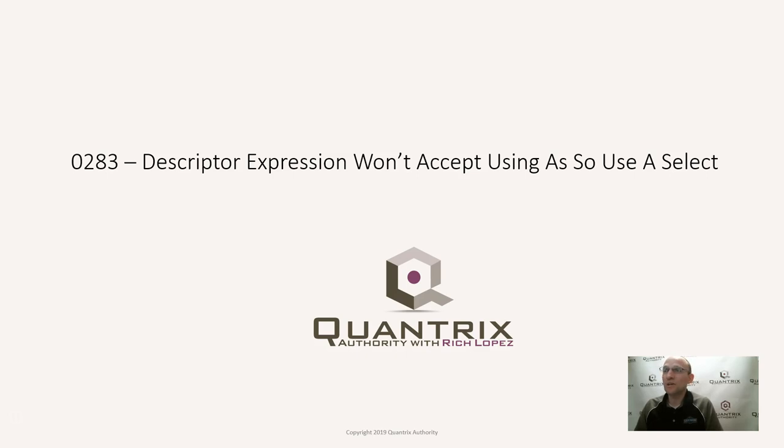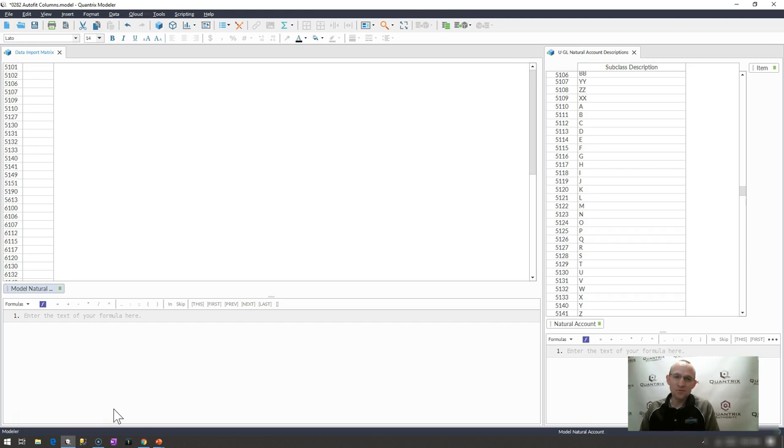Descriptor expression won't accept using as, so use a select. I've come across this one several times and I wanted to share it with you in case you find it of value, because I find it a little bit frustrating that Quantrix behaves in this way, and I've certainly logged an enhancement request that this be improved or, in my opinion, fixed.